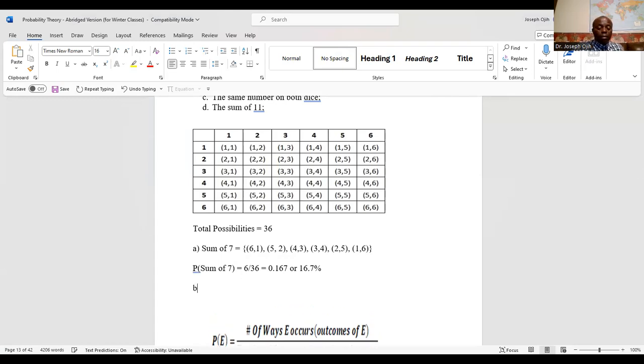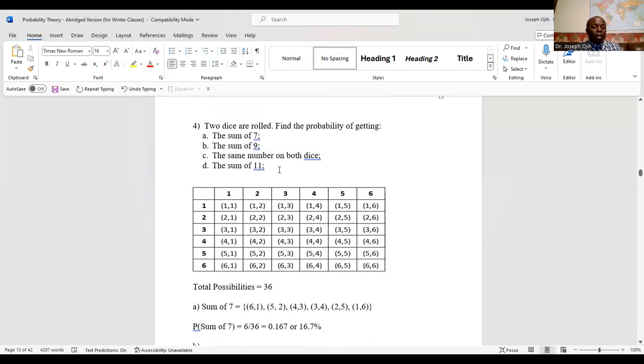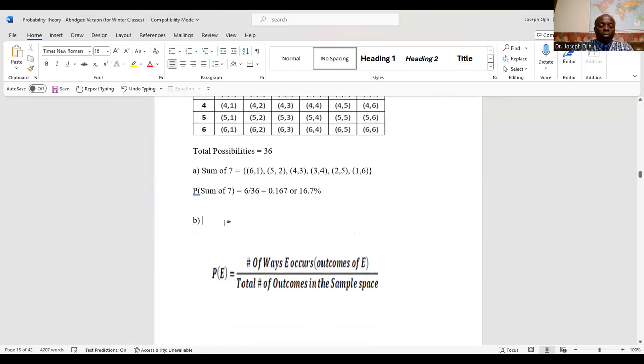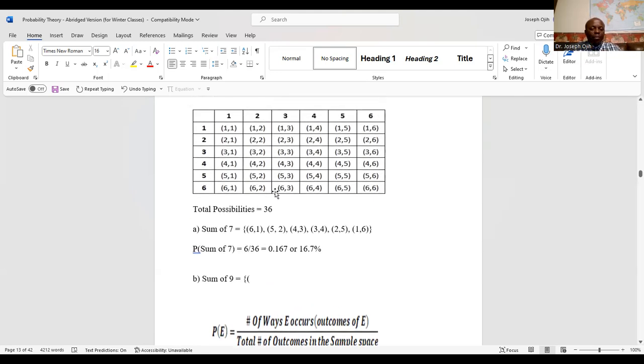Part B says getting a sum of 9. So let's say the outcome that will give us a sum of 9. Excuse me, see here, 6, 3 gives us 9. 6 plus 3 is 9. 5 plus 4 is 9. 4 plus 5 is 9. 3 plus 6 is 9. So outcomes will be 6, 3, then 5, 4, and 4, 5.